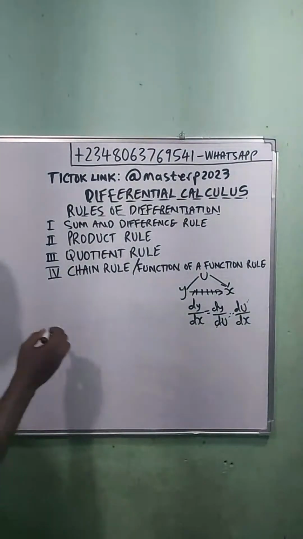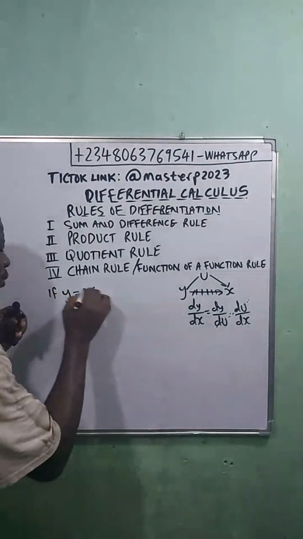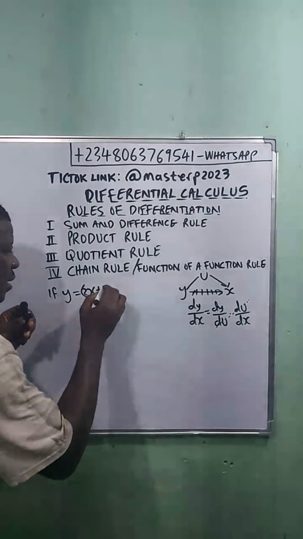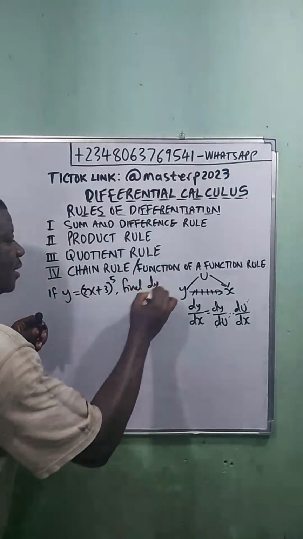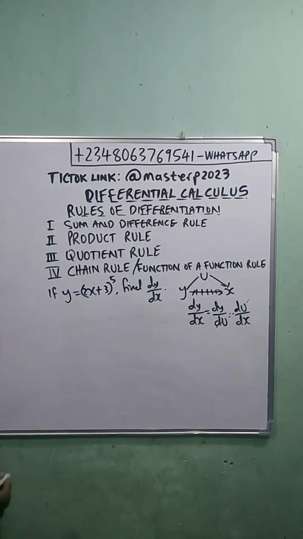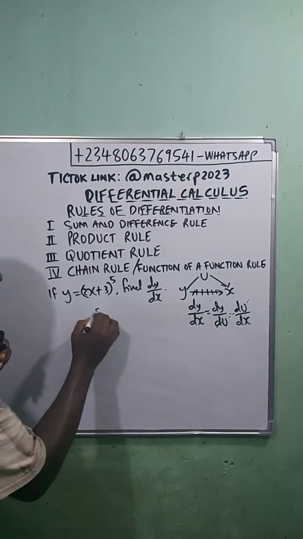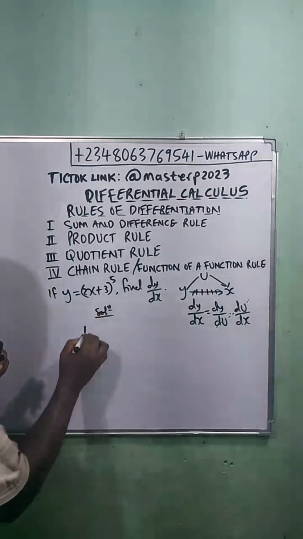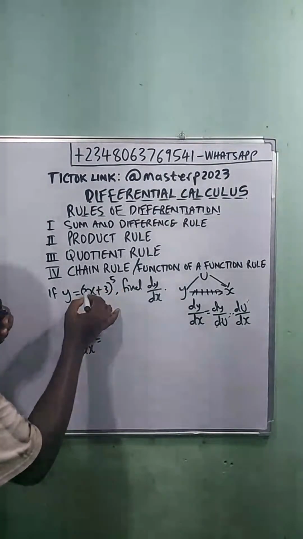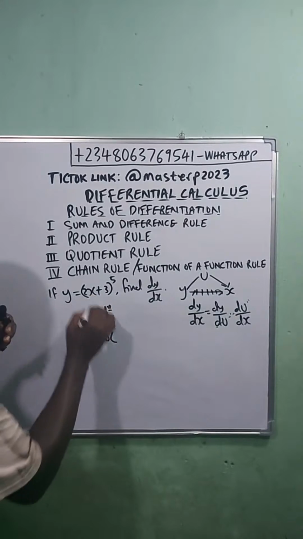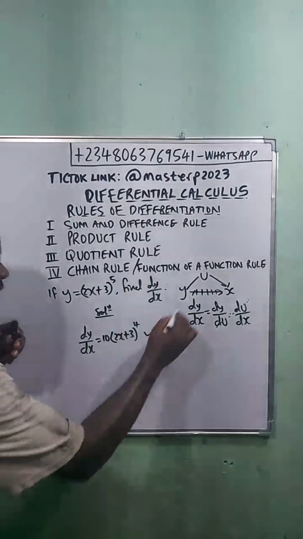But let me give you a shorter way of solving questions. If y is equal to (2x plus 3) raised to the power 5, and you are being asked to find dy by dx, in this type of question, it's very easy to solve. Solution: here, dy by dx simply means take this 5 times 2, which gives you 10. Recopy the question, subtract 1 from the power, which is 4, and that's the answer.